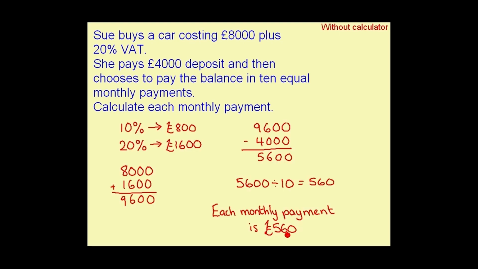Here's the answer. To get this, I found 20% of £8,000 and I added it to get £9,600. I knew that Sue was paying a £4,000 deposit, so I subtracted this to leave me the balance, which is £5,600. I'm told she pays 10 equal monthly payments, so I divide the balance by 10 to get each monthly payment of £560.